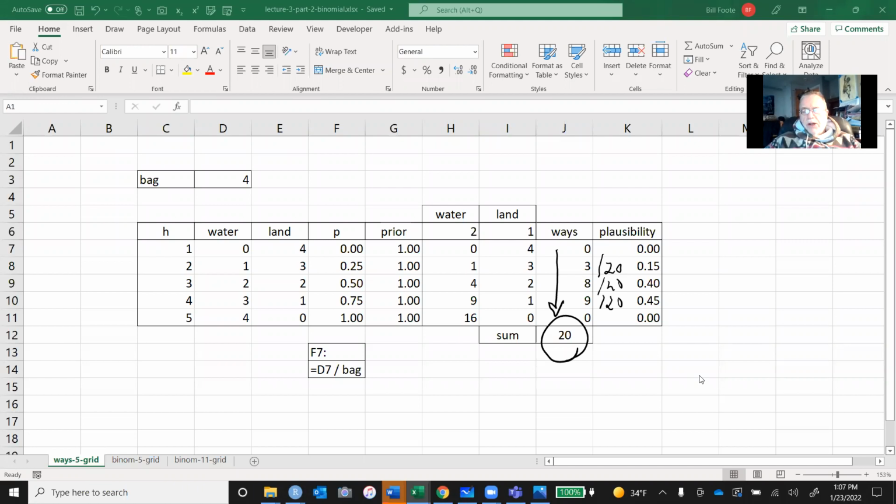Welcome to Lecture 3, Part 2. There will also be a Part 3, but Part 2 will be the beginning of our implementation of the binomial model that we discovered in Part 1 of this Lecture 3. This is Bill Foote. This is Stats 1.